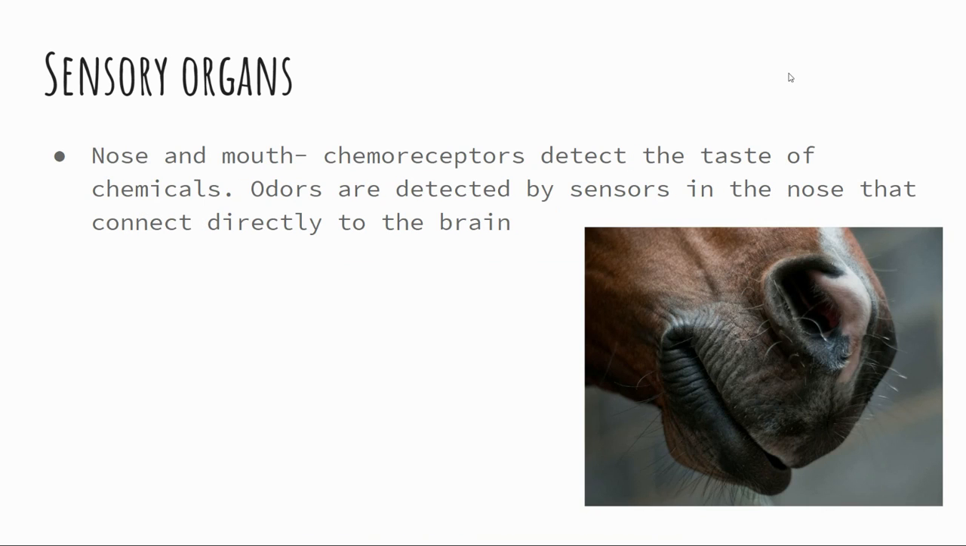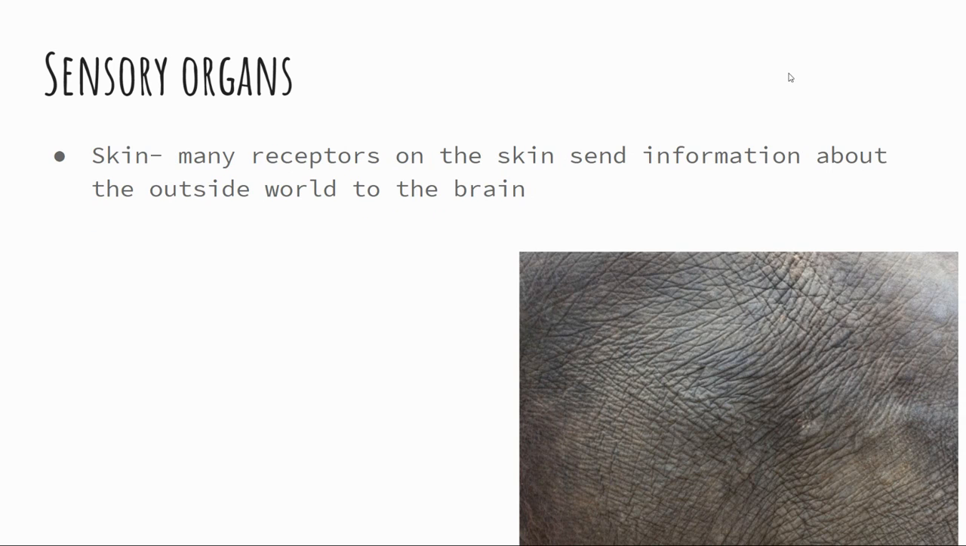Nose and mouth are going to be the chemoreceptors, which detect the taste and smell of chemicals. Odors are detected by sensors in the nose that connect directly to the brain. Taste and smell work hand in hand. You can manipulate the body and the brain by eliminating the smell while you taste something, which is going to make something taste completely different. And then last but not least, I believe, is skin. And there's many receptors on the skin that send information about the outside world to the brain, okay? Temperature, light, humidity, weather, so on and so forth. The skin is a really big sensory organ for most organisms.